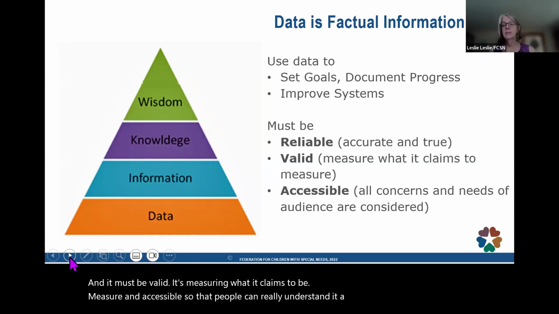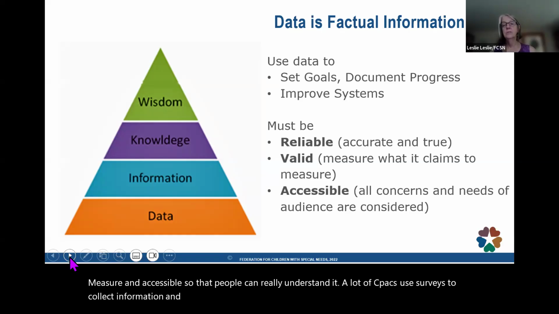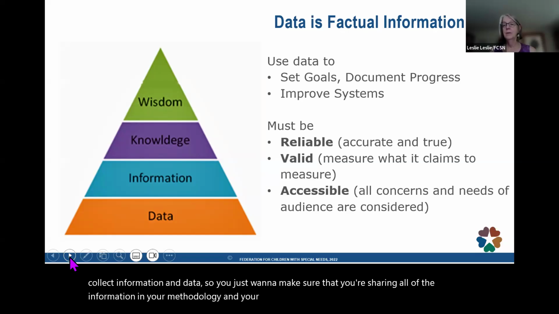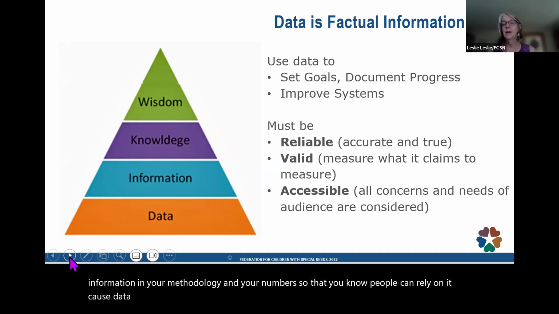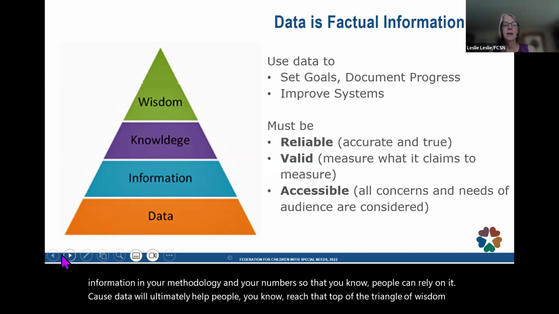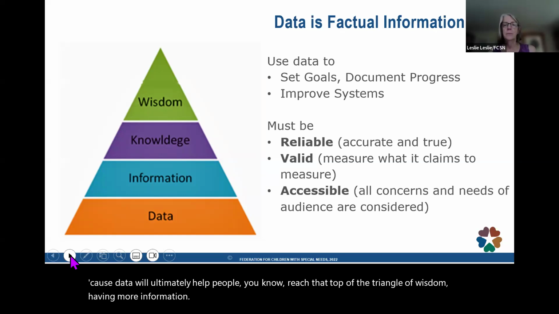A lot of CPACs use surveys to collect information and data. So you just want to make sure that you're sharing all of the information in your methodology and your numbers, so that people can rely on it, because data will ultimately help people reach that top of the triangle of wisdom, having more information about any given issue.